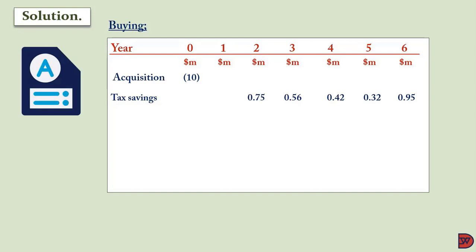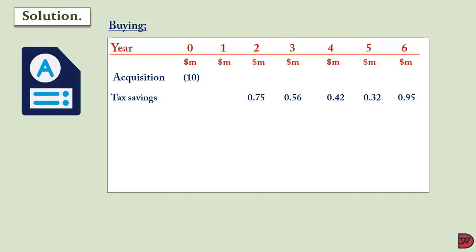That is why we have the $750,000 for year one recorded in year two, the $560,000 for year two recorded in year three, $420,000 meant for year three recorded in year four, $320,000 meant for year four recorded in year five, $950,000 meant for year five recorded in year six.